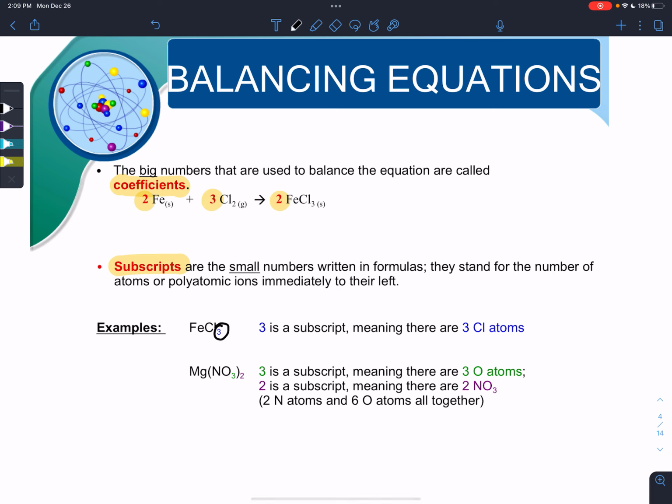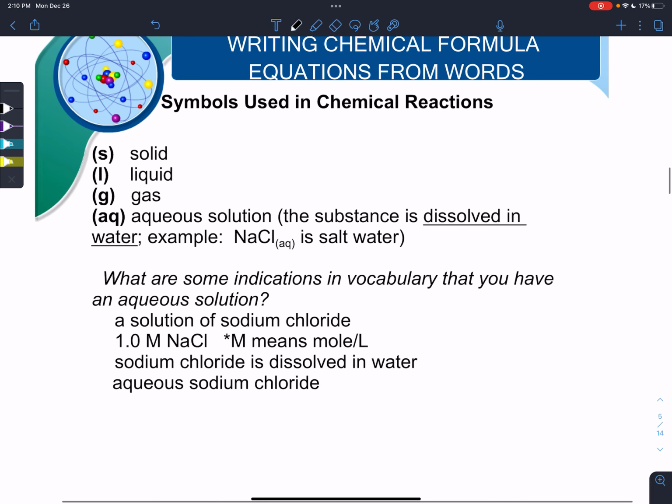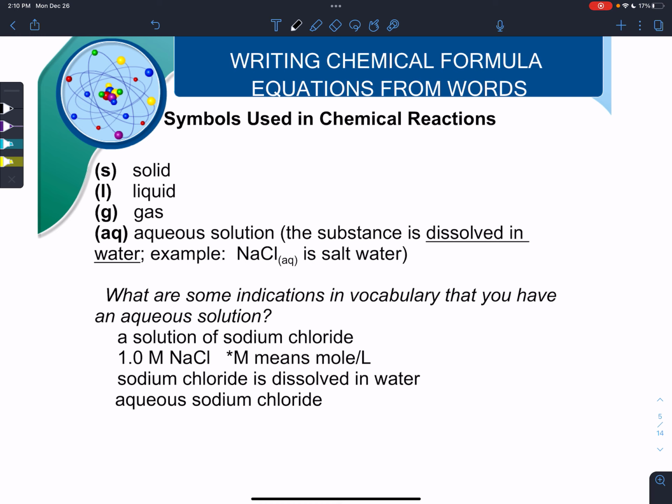Okay, this is a subscript. That means that there are 3 chlorine atoms in this iron 3 chloride. These are also subscripts, this 3 and this 2. That means there's 3 oxygen atoms in this nitrate, and there's 2 nitrates, okay? When you're balancing an equation, you cannot change these. You can only change your coefficients. And we're going to do more about balancing later on in this lesson in just a few slides.